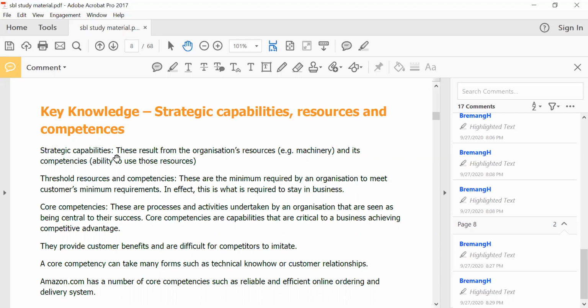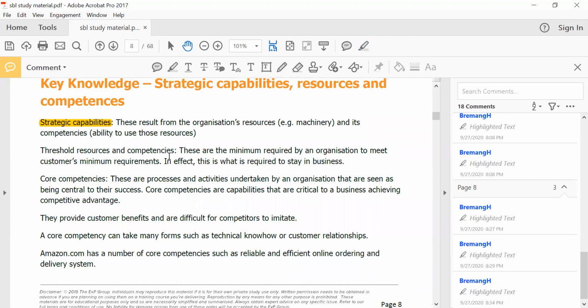So let's look at these definitions. We are talking about strategic capabilities. These result from the organization's resources, for example machinery, and its competencies. And what do you mean by competence? That's the ability to use those resources. Threshold resources and competencies are the minimum required by an organization to meet customers' minimum requirements. In effect, this is what is required to stay in business.